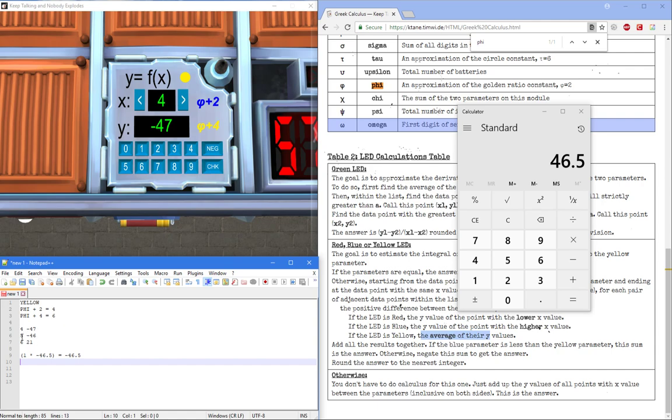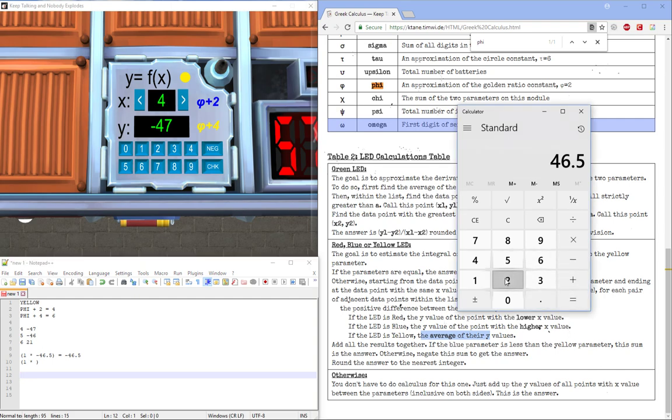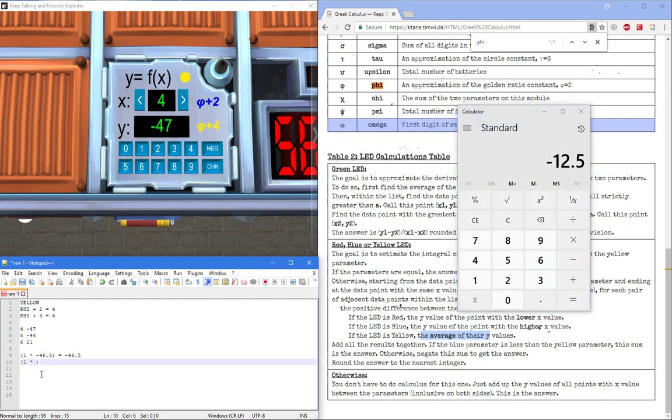Next, we take the positive difference between these two, which is going to be another 1, times the average of negative 46 and 21. So we take 21 minus 46. It's going to equal negative 25, divided by 2 is going to be negative 12.5. And 1 times negative 12.5 is negative 12.5.